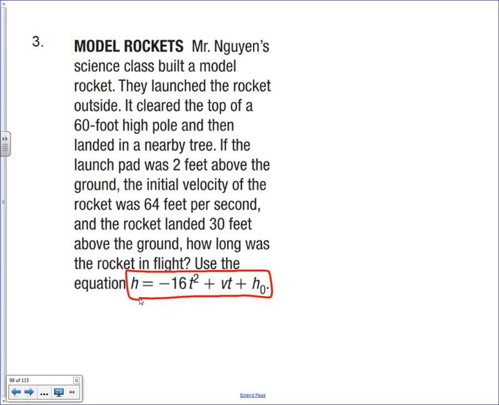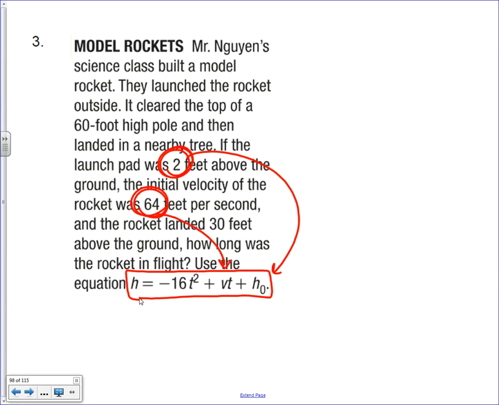They're giving you what the equation should look like. For this equation, I need to know how fast it initially started at and how high it initially started at. It says the launch pad was 2 feet above the ground. So that's going to go in for H0. And it says it was shot at 64 feet per second. So that's going to go for V.